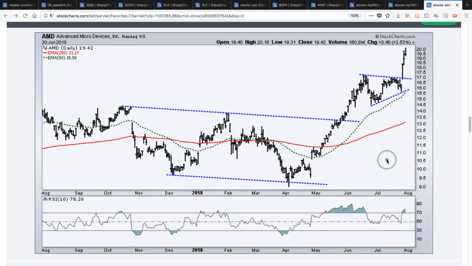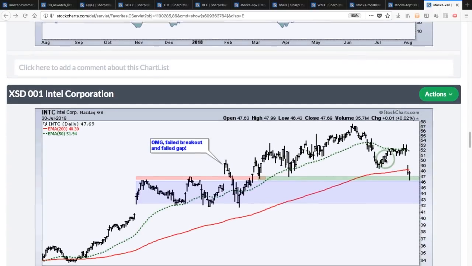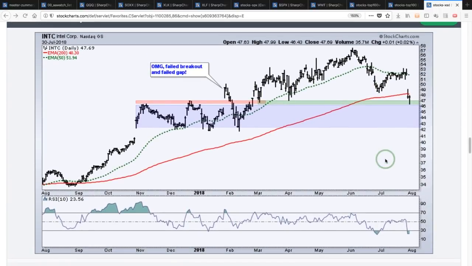So clearly there is some strength within semiconductors. Now, in contrast to AMD, we have the breakdown in Intel. And there you can see that sharp decline that we had on Friday. But the big trend is still up.